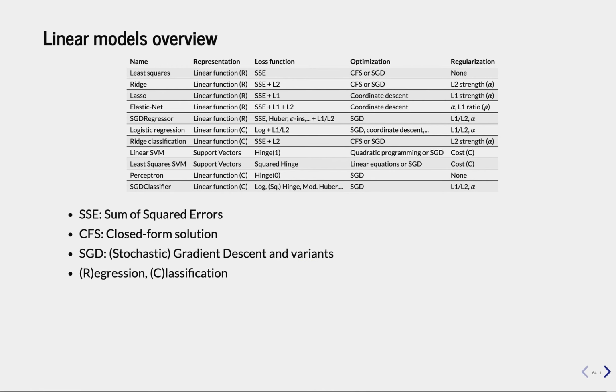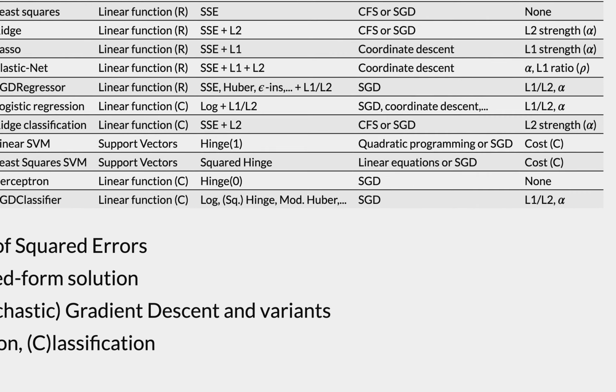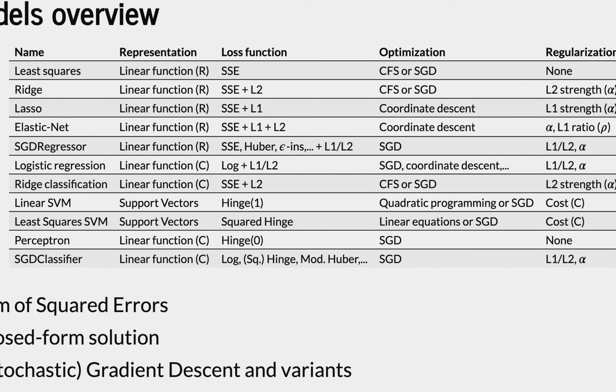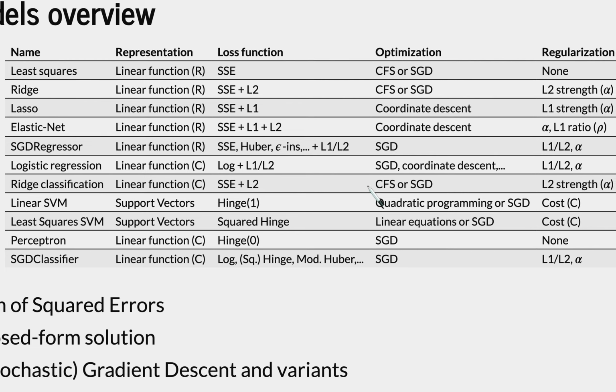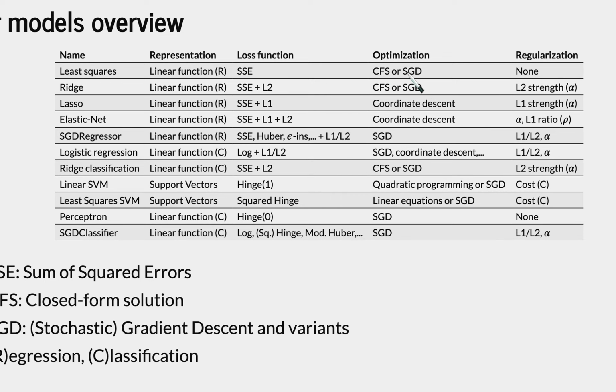Okay, that's it. So now a short overview. You've seen quite a few models. We've seen least squares, which is a regression function which uses the sum of squared errors as a loss function, can be solved with a closed form solution or stochastic gradient descent, and has no regularization.